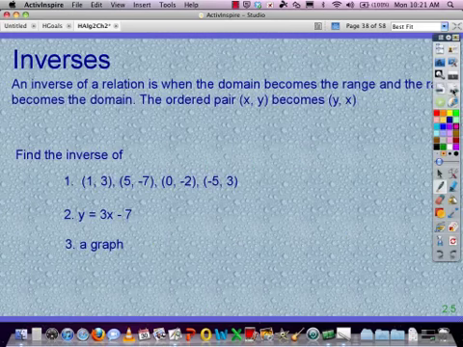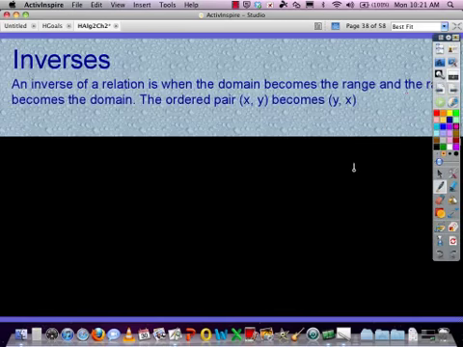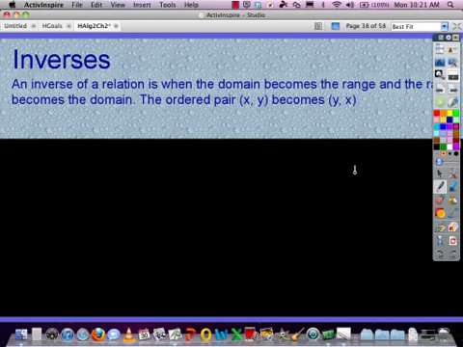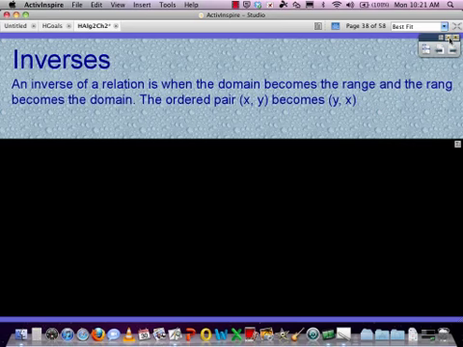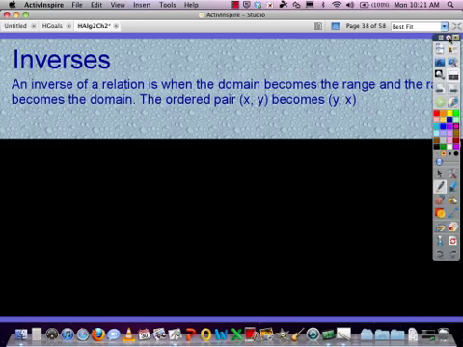All right, let's start with if we know what a function is, then its inverse. An inverse of a relation is when the domain becomes the range and the range becomes the domain. The ordered pair (x, y) becomes (y, x). Some people's simpler version of that would be switch x and y, flip-flop x and y. Those are typical.